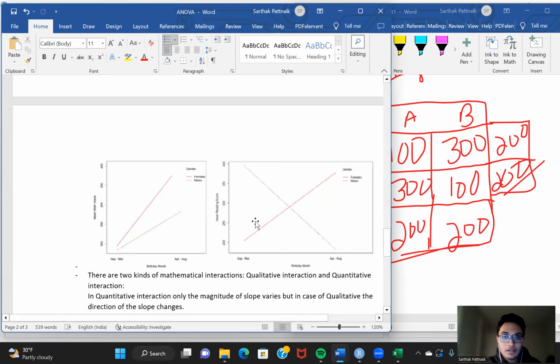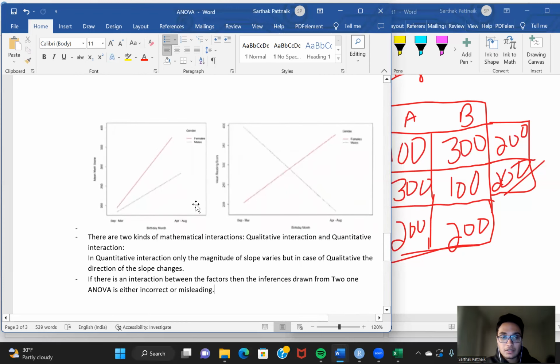On the other hand, if my scores are changing for females in a positive direction with an increase in birthday months, but in the opposite direction for males when we increase the birthday months, it means that the direction of change is different for both males and females. So when the direction of slope changes in an interaction plot, we can say that the type of interaction is qualitative in nature.